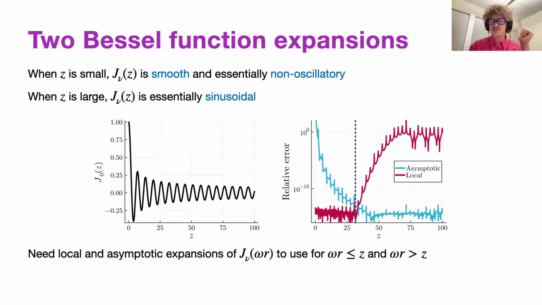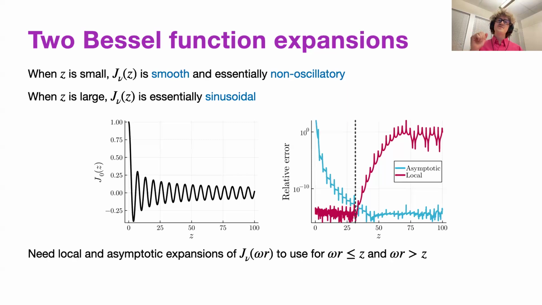Okay, so how do we develop such a transform? The way we'll do this is by making two basic observations about the Bessel function. On the left, we have a plot of J0, which is the relevant Bessel function in dimension 2. If the argument z is small, then the Bessel function is smooth and essentially non-oscillatory. Very close to the origin, we see maybe one or two wiggles, but nothing drastic. The other observation is that when the argument z is large, the Bessel function is essentially sinusoidal. Towards the right-hand side of that left plot, we see something that looks basically like cosine.